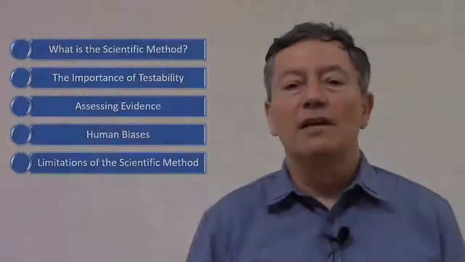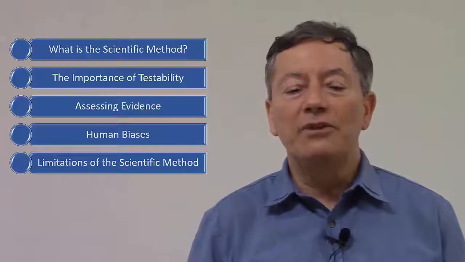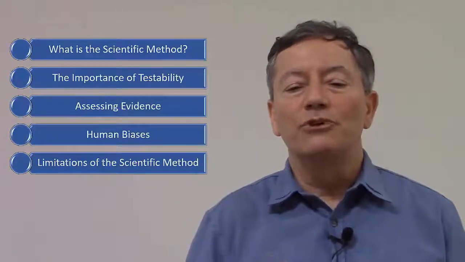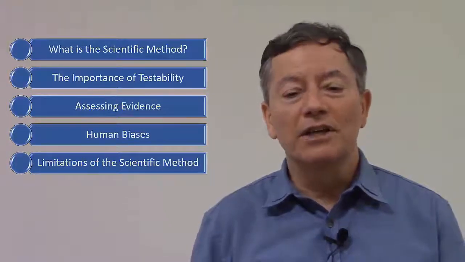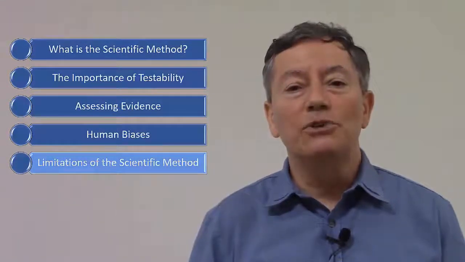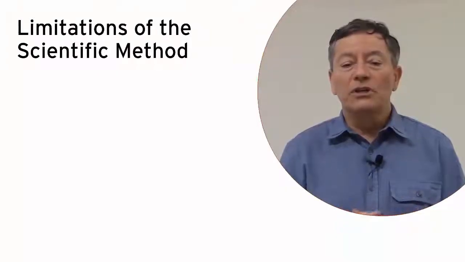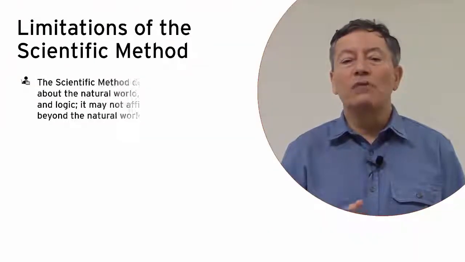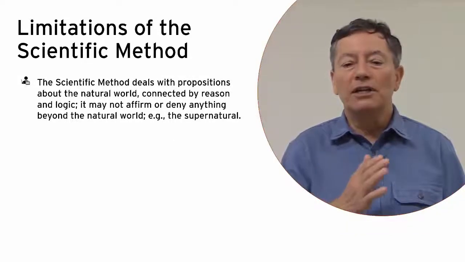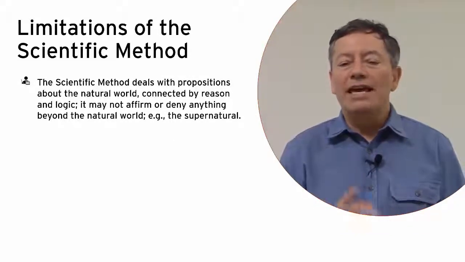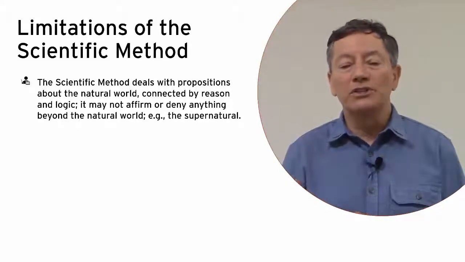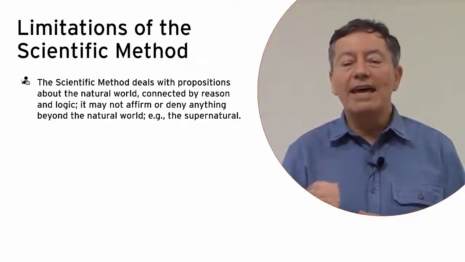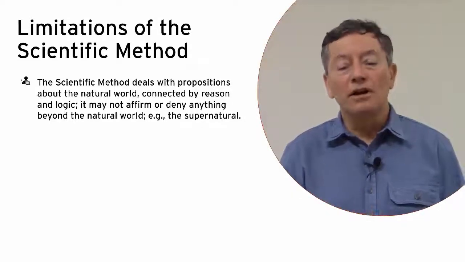There is no doubt that the scientific method is the most effective way of determining truths about our natural world, the world of atoms, bacteria, stars. But it has limitations that need to be respected. First, the scientific method deals with propositions involving the natural world, propositions connected by reason and logic. It makes no prior assumptions about the supernatural, or even whether the supernatural world exists at all. As a result, science cannot affirm whether there is or is not a God, for example.